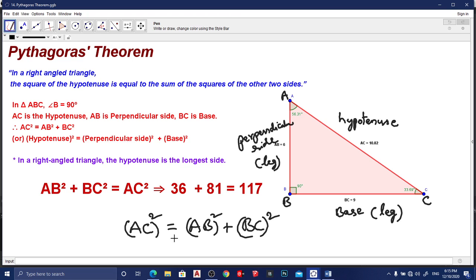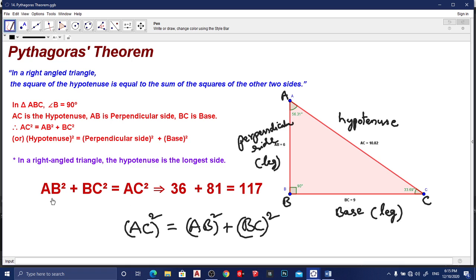Okay, this is always true in any right angle triangle. So the square of the hypotenuse is equal to the sum of the squares of the lengths of the other two sides.